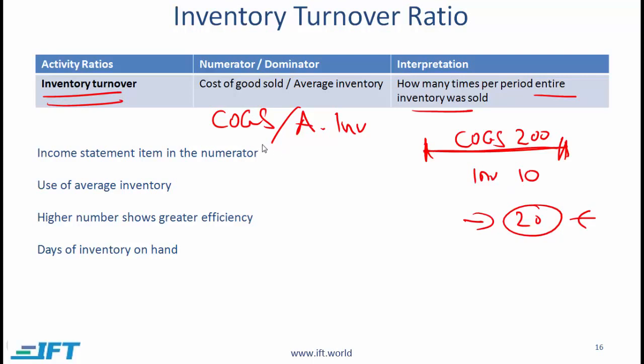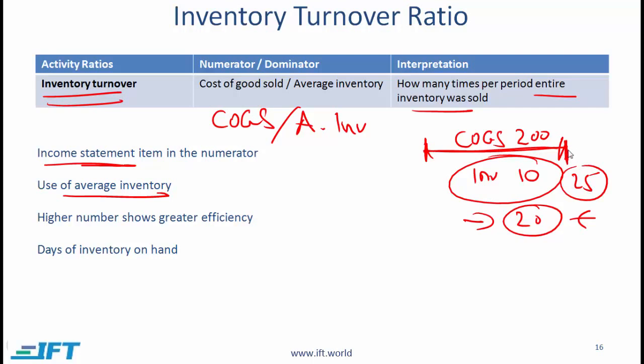Now, a few more remarks about this ratio. Notice that the income statement item is in the numerator and the balance sheet item is in the denominator. We also use average inventory. The point is that if at the end of the year it just turns out that the inventory number is very high because the company is building up for the next year, but in general during the year the inventory was maintained at 10, then clearly it makes sense to use 10 as your denominator and not 25.